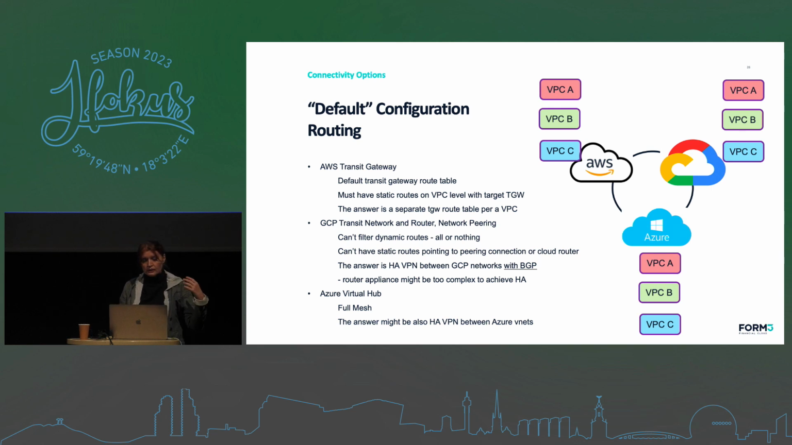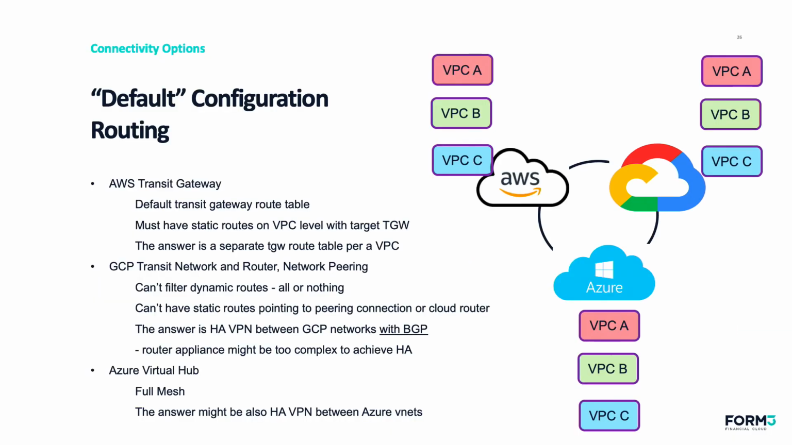So for AWS Transit Gateway, the default configuration is that VPCs use the default Transit Gateway route table, and VPCs must have static routes with target transit gateway. So if you want to separate routing, you need to separate route tables on transit gateway level. You need to have a separate routing table for each VPC on a transit gateway.